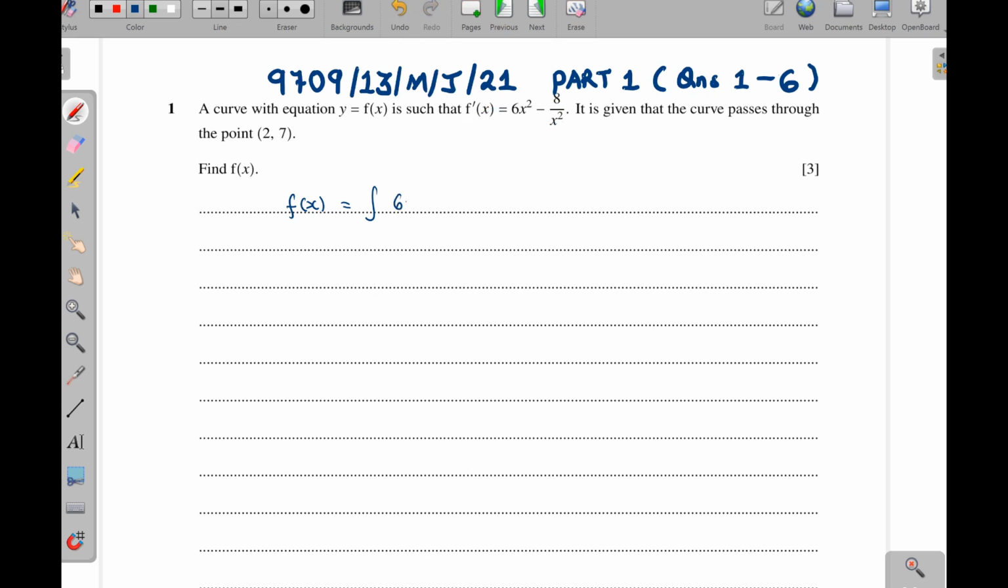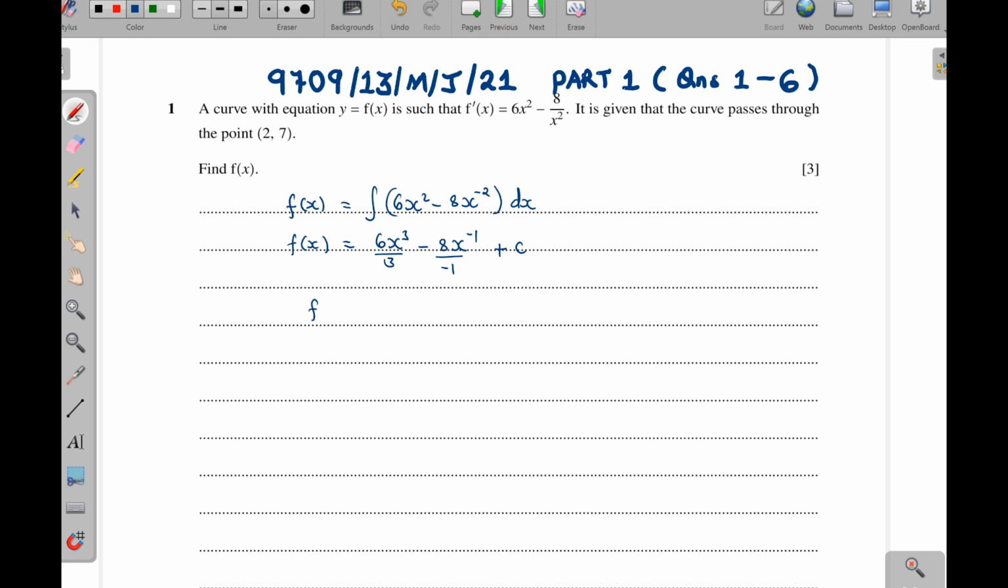So the derivative is 6x squared, then minus 8, then x to the power of negative 2. Then with respect to x, we increase the power by 1, so that will be x power 3, then divide by the new power, then minus 8x, where we increase the power by 1, it will be a negative 1, and then divide by the new power, then plus c. We have to put that c there because we don't know that constant which disappeared when they differentiated.